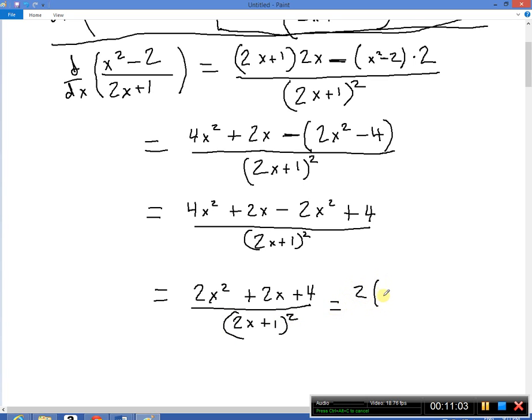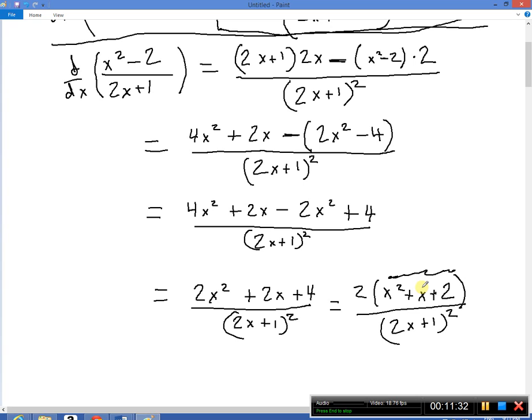Factor out a 2, and I get x squared plus x plus 2, divided by 2x plus 1 quantity squared. Now it'd be nice if this thing here factored. Unfortunately, I don't think it's going to factor. Wonder what b squared minus 4ac is.